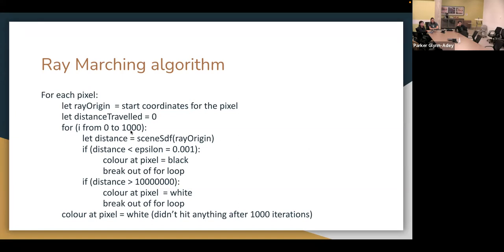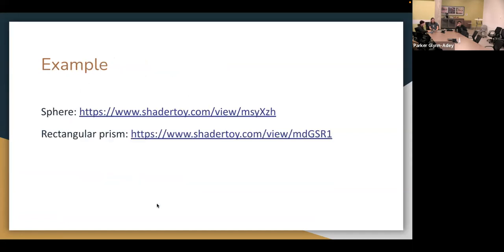You repeat that some finite number of times, since your computer can't run an infinite number of times. Once your distance is some number very close to your scene, you can break out of the loop, and let's say we color that pixel black. And if the distance is very far away, you also break out of the loop, because you obviously won't have anything that far away unless you purposely made it. If it doesn't hit anything, let's say you color that pixel white.